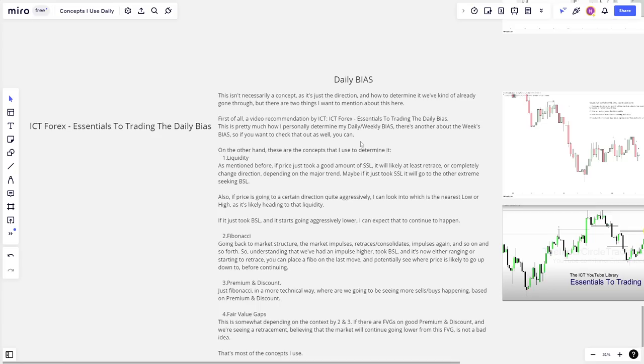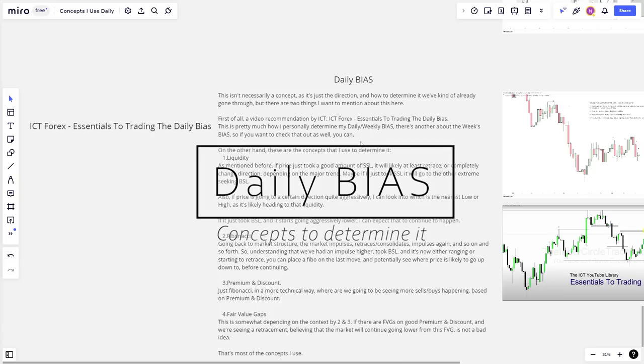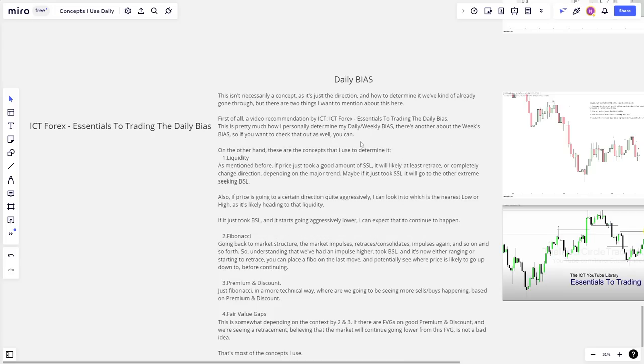So now, on the other hand, these are the concepts that I use to determine it. First of all, liquidity. As mentioned before, if price just took a good amount of sell side liquidity, it would likely at least retrace or completely change directions depending on the major trend, right? Because the daily time frame is not even the biggest time frame. Remember that. Or maybe, of course, it just took sell side liquidity, it will go to the other extreme, seeking the buy side liquidity.